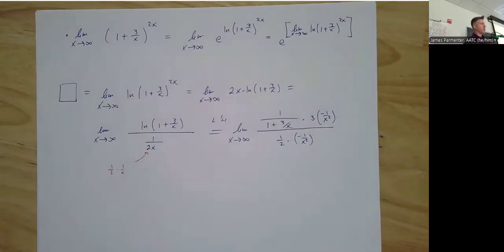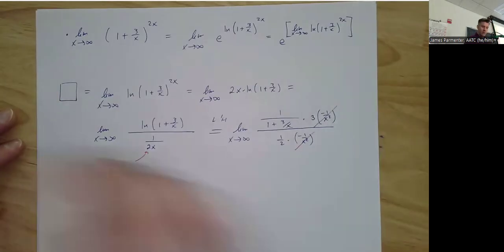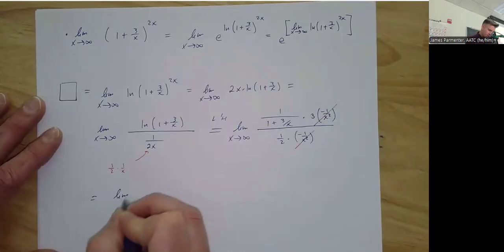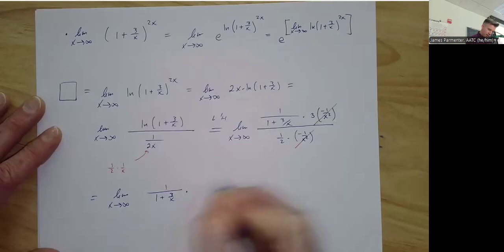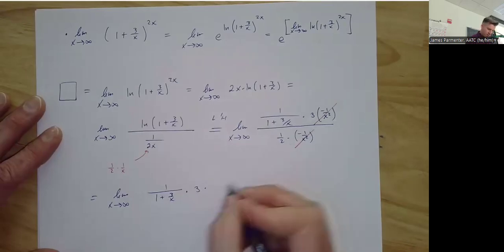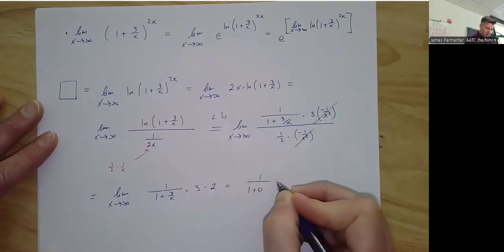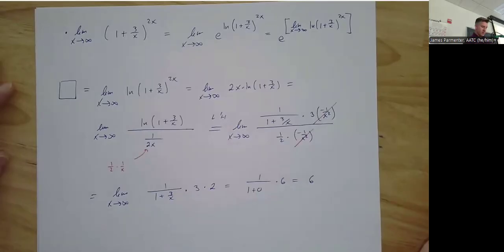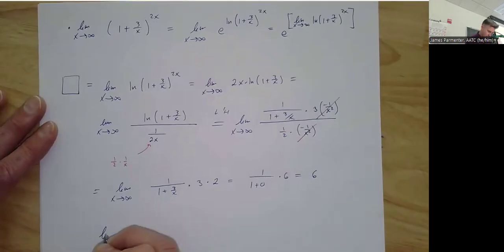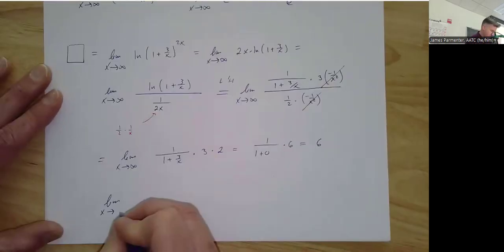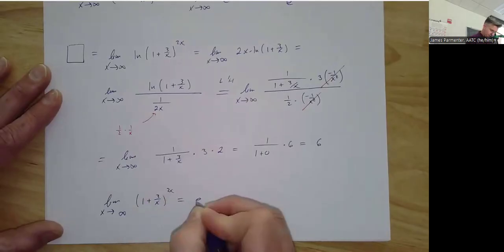Oh, look, the negative 1 over x squared get to cancel again. That happens a lot. Look what we're left with. The limit as x goes to infinity of 1 over 1 plus 3 over x times 3. Dividing by 1/2 is like multiplying by 2. And we end up getting exactly 1 over 1 plus 0 times 6, which is 6. Which means our final answer is actually e to the sixth. So the limit as x goes to infinity of 1 plus 3 over x to the 2x power is e to the sixth power.